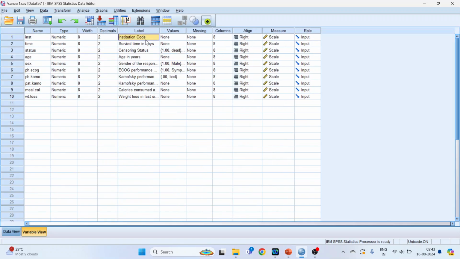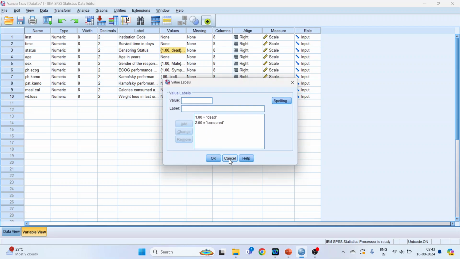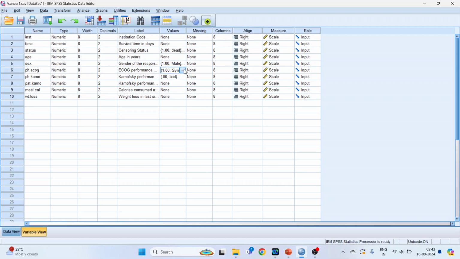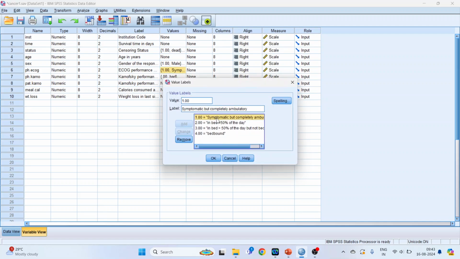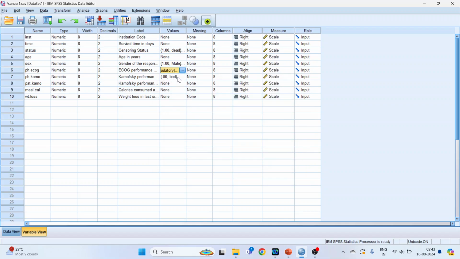So the first is institution code, survival time in days. It is continuous. Censoring status, 1 dead, 2 censored. Age in years, gender of the respondent, 1 male, 2 female. ECOG performance, just try to recall, 1 symptomatic, 2 in bed less than 50% of the day, 3 in bed more than 50% of the day, 4 bedbound. The performance score on 0 to 100, calories consumed, weight loss.